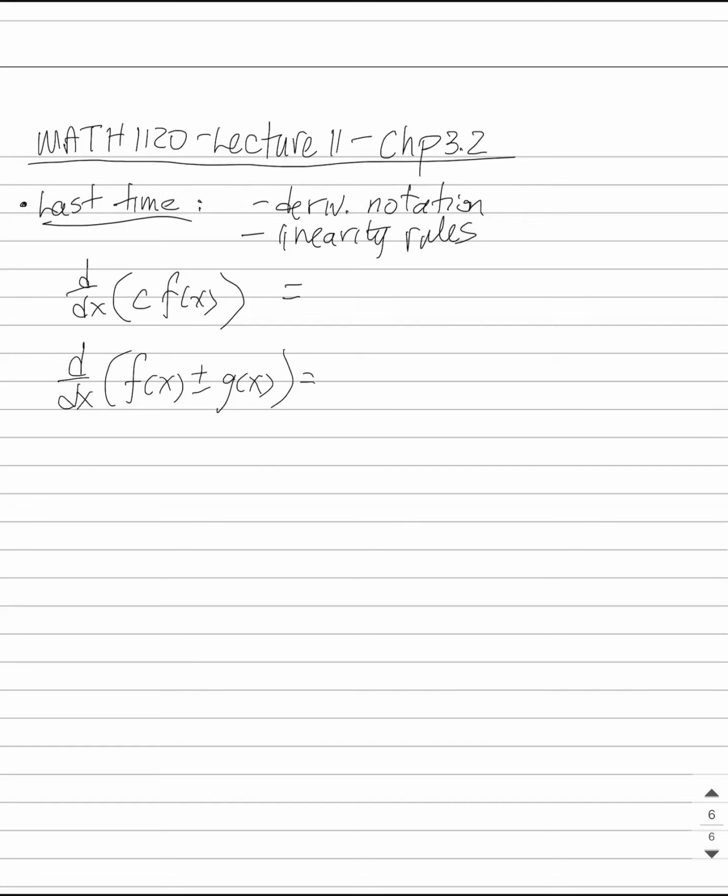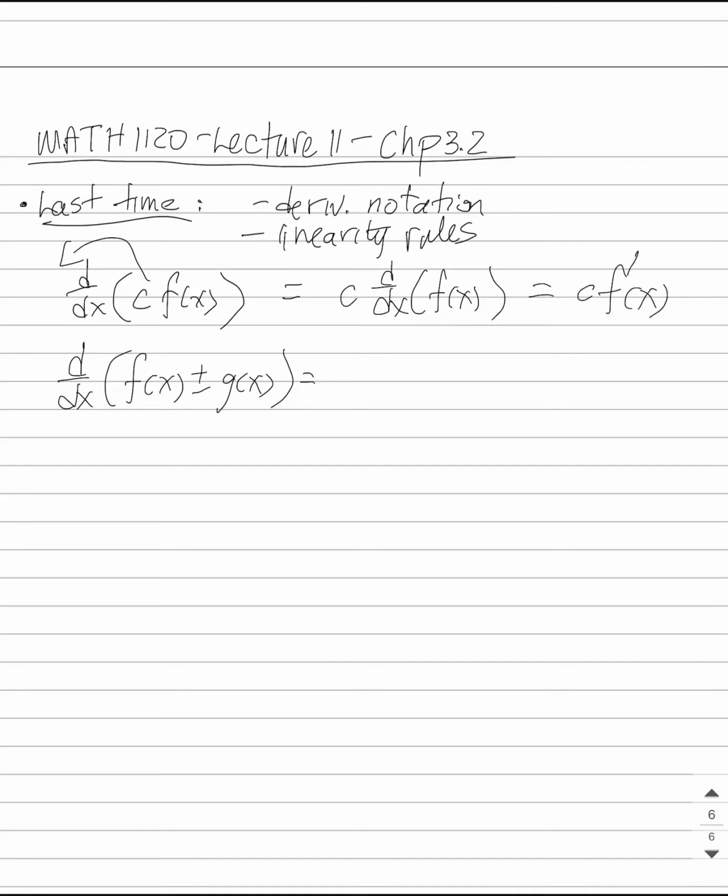Last time we had talked about linearity rules. So for instance, if we ever need to take the derivative of a constant times a function, it turns out that we can simply take the constant outside of the derivative. So in Leibniz notation, that statement would look like this, or in prime notation, we could write it like that.